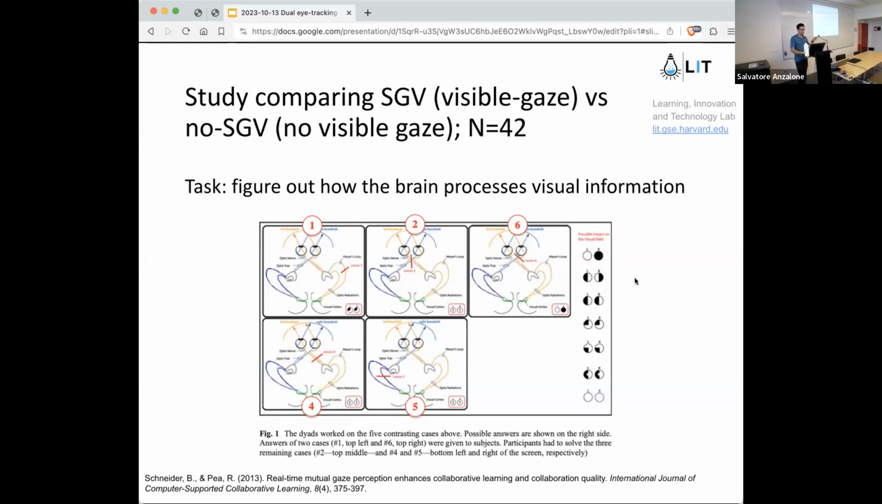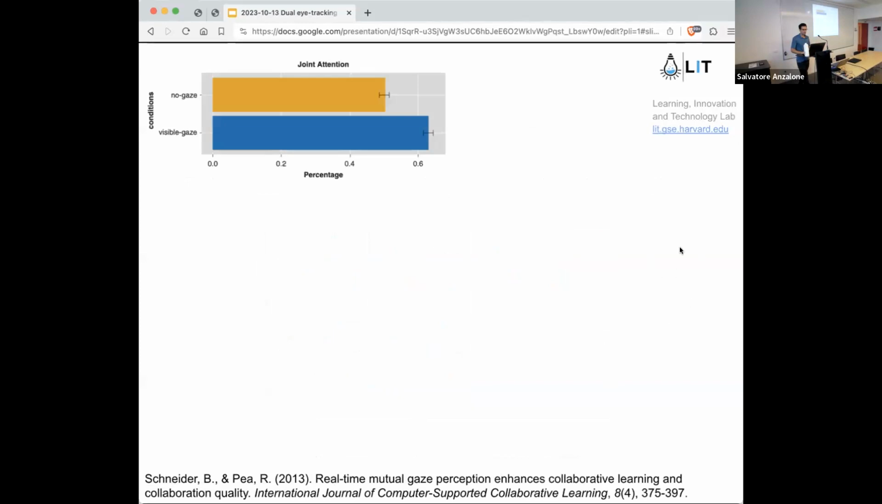We also gave them a quick lecture afterwards to tell them how things actually worked. But the point is that when we look at the eye tracking data, not surprisingly, there was more joint visual attention for the group where they could see the gaze of their partner in real time compared to those who couldn't. It's not surprising because you have this like green bubble moving on the screen, so your gaze is going to be attracted to it.